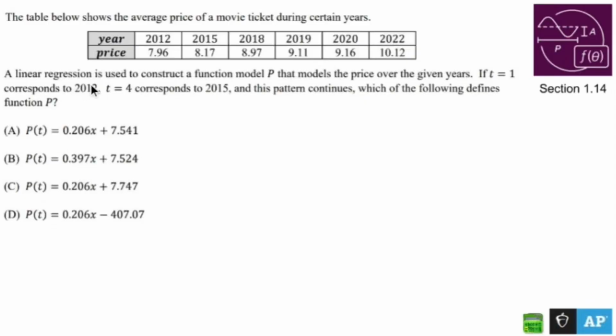A linear regression model is used to construct a function model P that models the price over the given years. If T equals 1 corresponds to 2012, T equals 4 corresponds to 2015, and this pattern continues, which of the following defines the function P? So I'm awful at these, so I have to write this out. 2012 is 1, which makes 2015 4, which makes 2018 7, which makes 2019 8, which makes 2020 9, which makes 2022 11. Never forget.